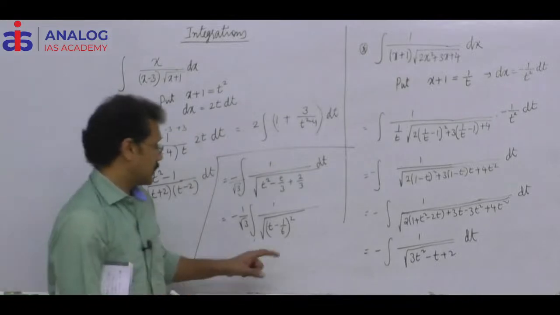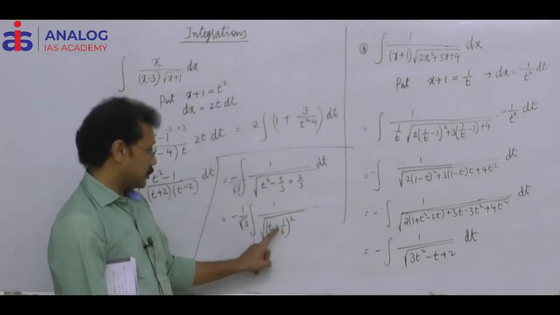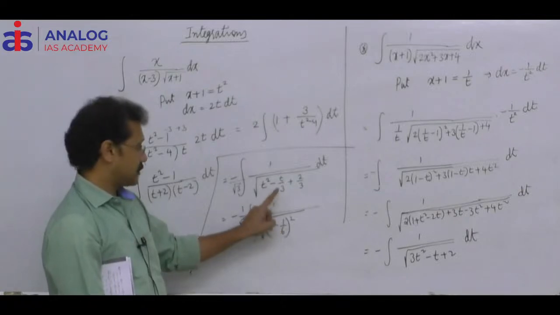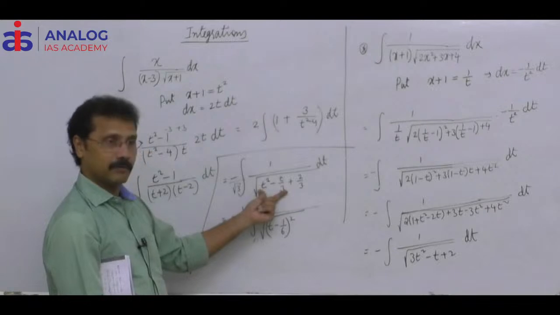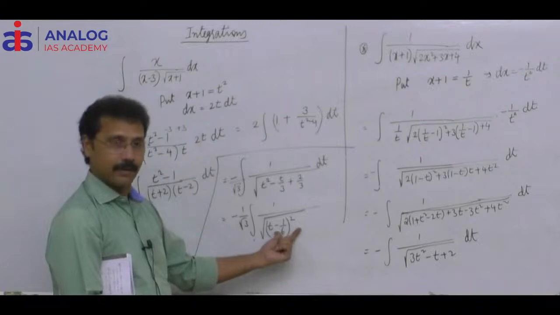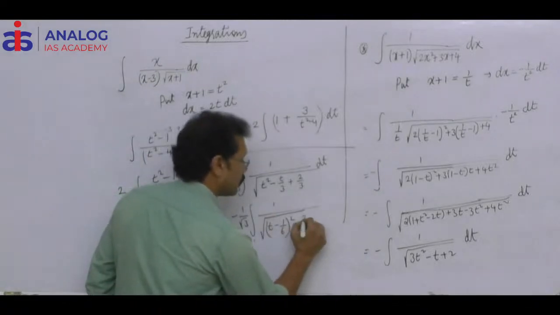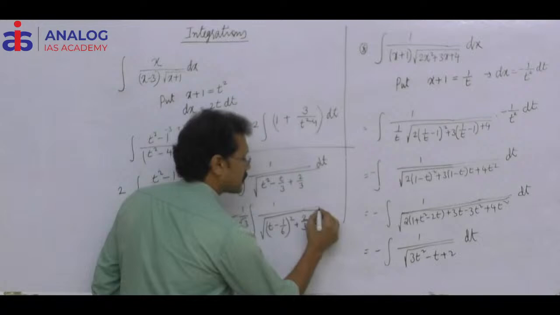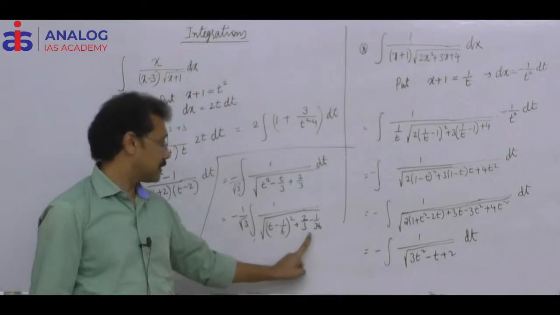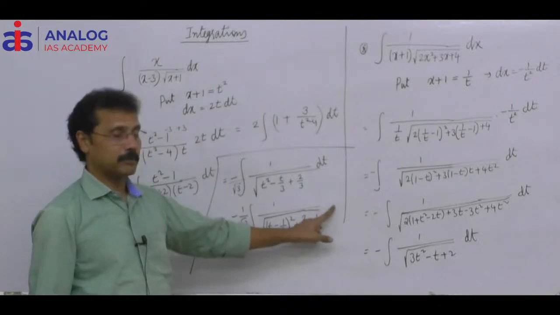See, t square minus 2ab, minus 2 into t into 1 by 6, minus t by 3. These two are covered. Plus 1 by 36 is there. But what we need to have is 2 by 3. Since I added 1 by 36, I need to subtract 1 by 36. Is that okay? So it gives me 24 minus 1, 23 by 36.